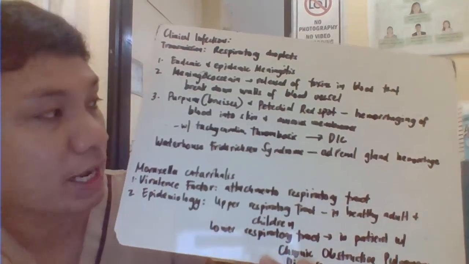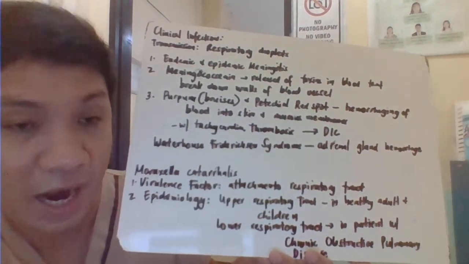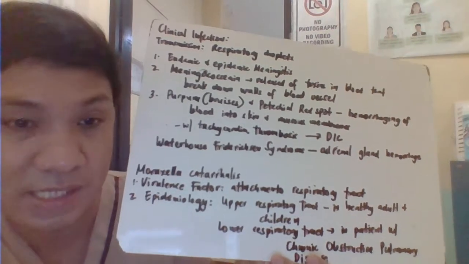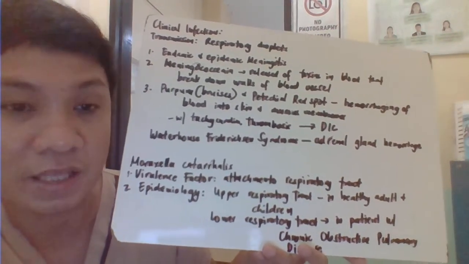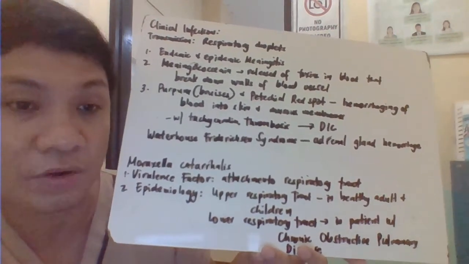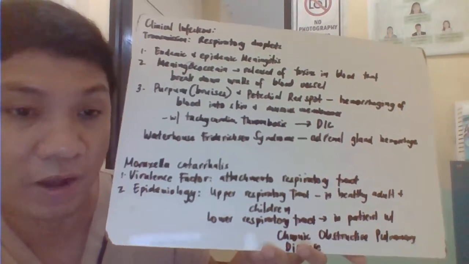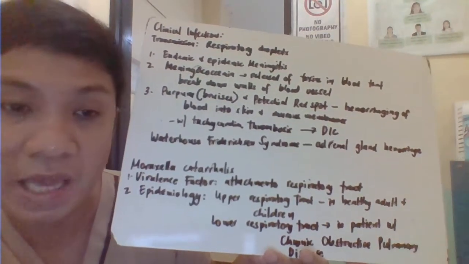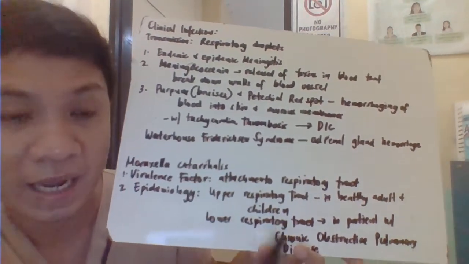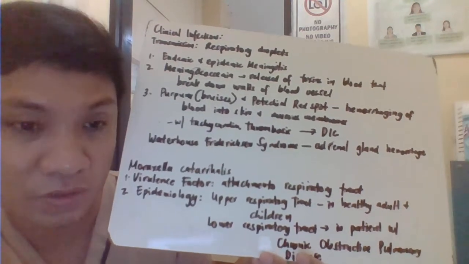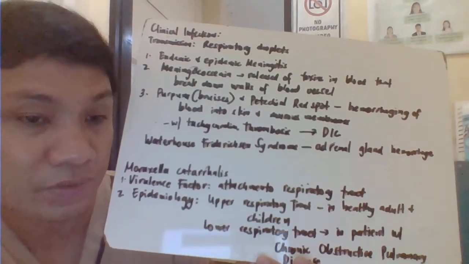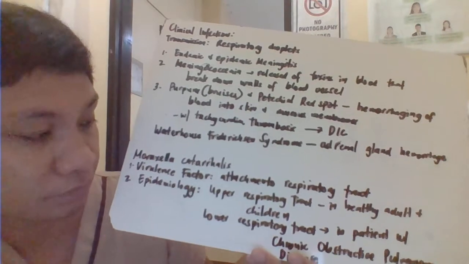And later on, it develops tachycardia, and we also have thrombosis or clot formation that might develop into DIC or disseminated intravascular coagulopathy. Another complication of this would be adrenal gland hemorrhage. We call that Waterhouse-Friedrichsen syndrome.